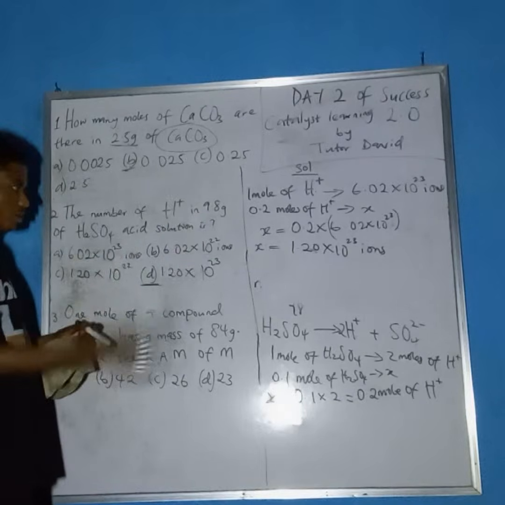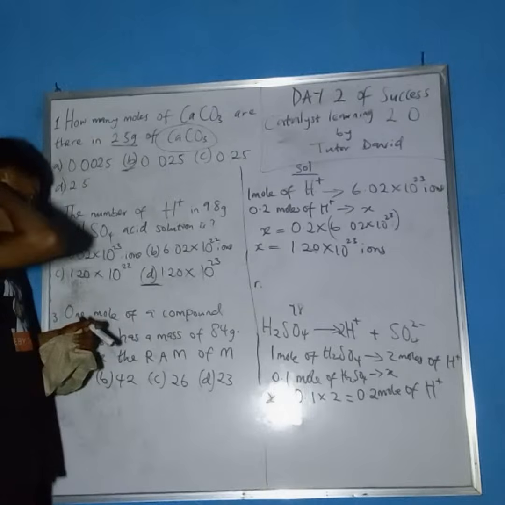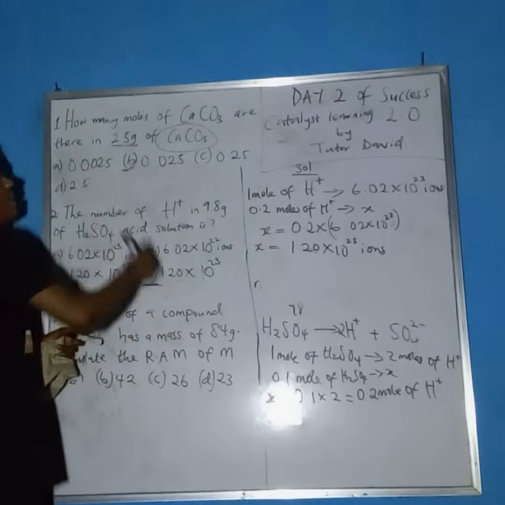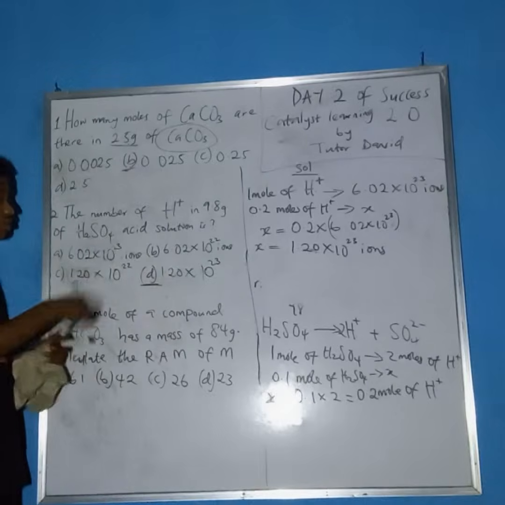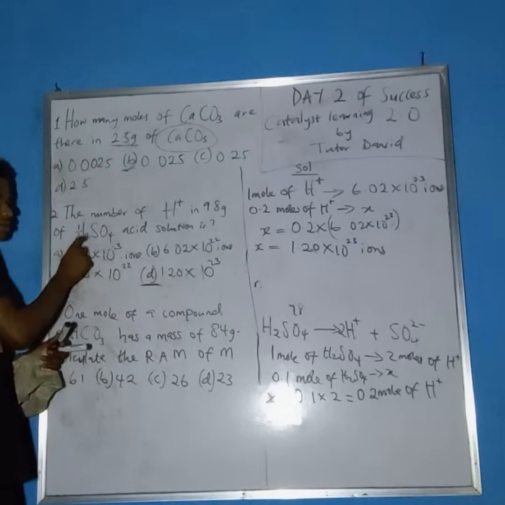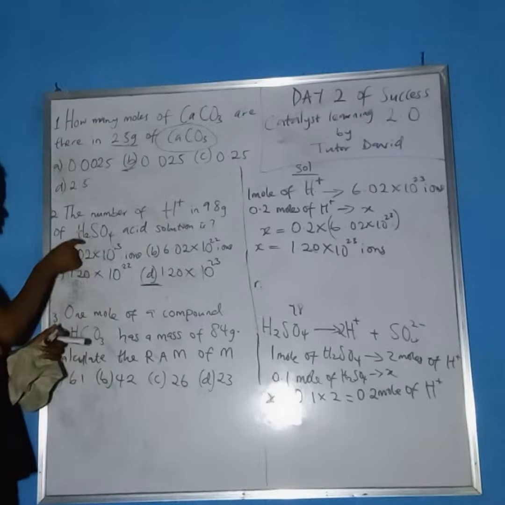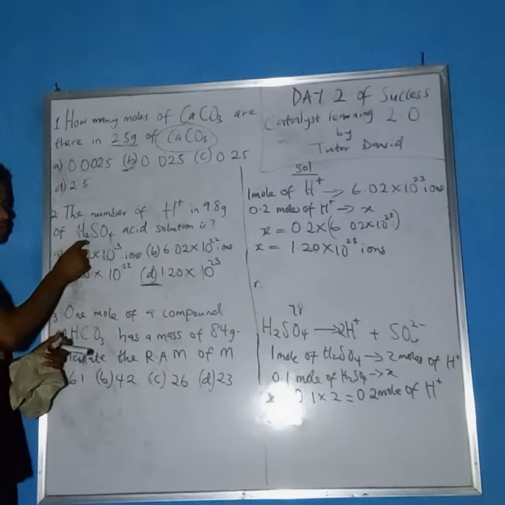So when doing that, we did 9.8 gram divided by the molar mass of the whole compound, which is hydrogen tetraoxosulfate(VI). So we got our answer. Then we proceeded to dissociate this hydrogen tetraoxosulfate(VI) here.